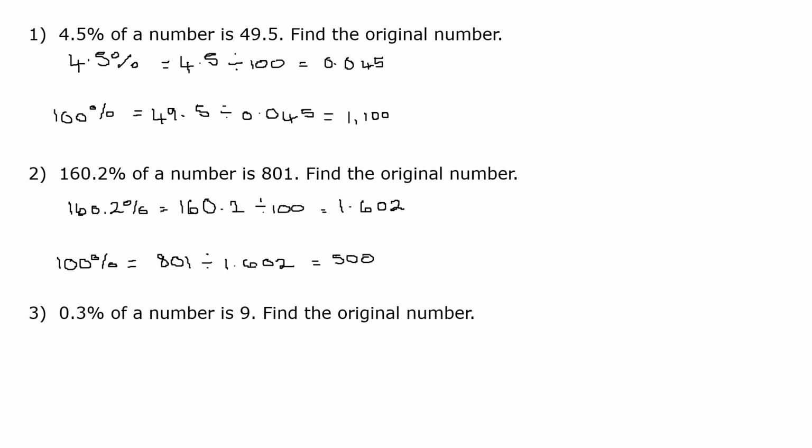Okay, and our final question. So we've got 0.3% of a number is 9. Find the original number. So I'm going to turn 0.3% into a decimal. That's going to give me 0.003. And then to find my original number, I'm going to do 9 divided by 0.003, and that will give me 3,000. So my original number is 3,000.